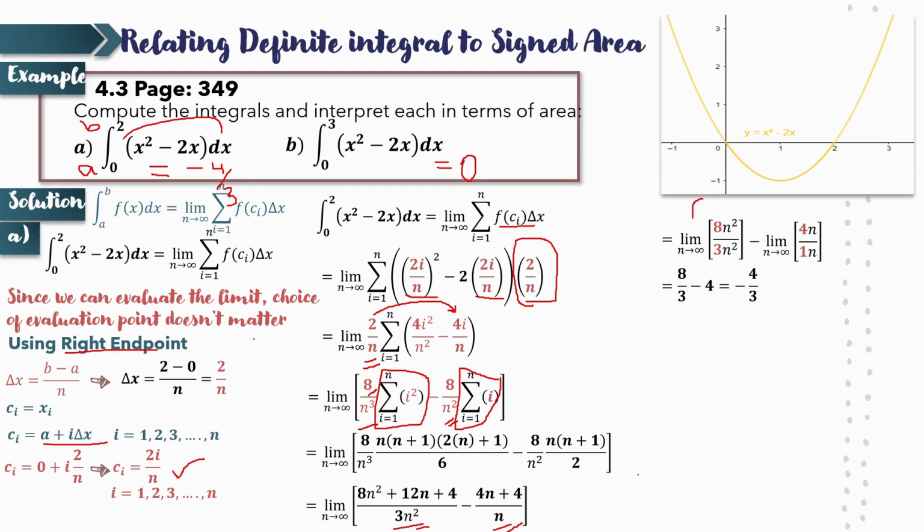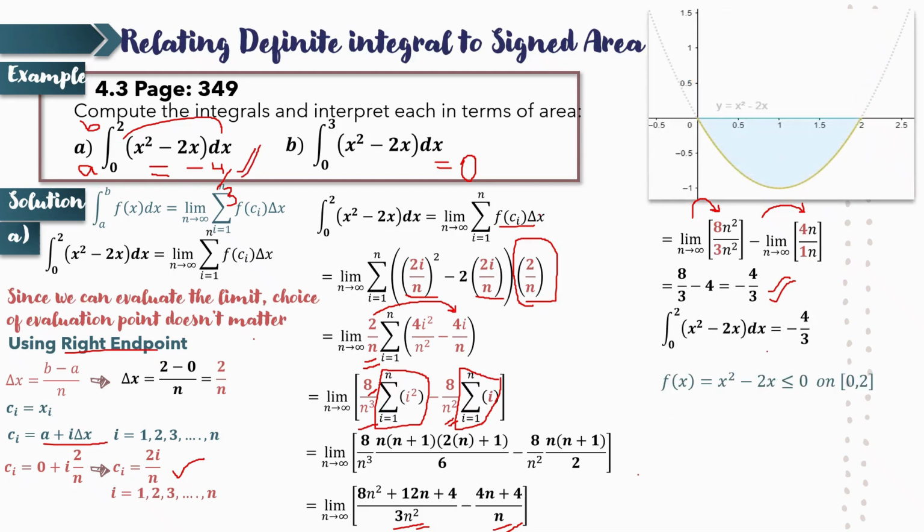Limit N approaching infinity, the highest terms, minus limit N approaching infinity, the highest terms. Now since N square have the same degree, you are considering 8 by 3. Same here, N and N have the same degree. You are dividing the leading coefficients, 4 over 1. Now when you simplify, you get negative 4 by 3, which is what you got from the calculator also at the beginning.